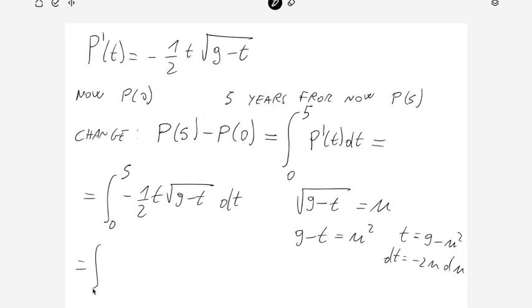The derivative of this du. So this integral, when t is equal to 0, we have the square root of 9, so 3. When t is equal to 5, we have the square root of 9 minus 5, so 4, so 2. Then we have minus 1 half, t becomes 9 minus u squared. The square root of 9 minus t is u. dt is minus 2u du.